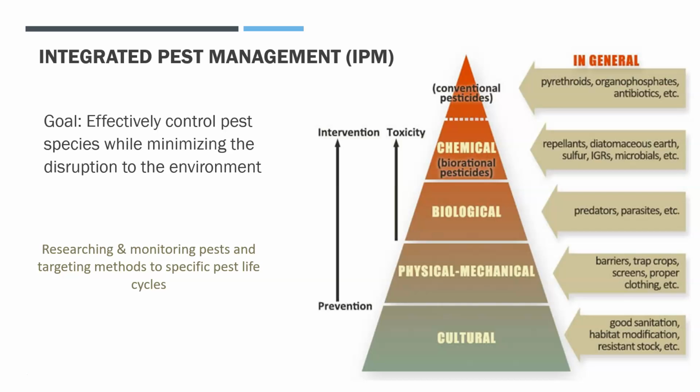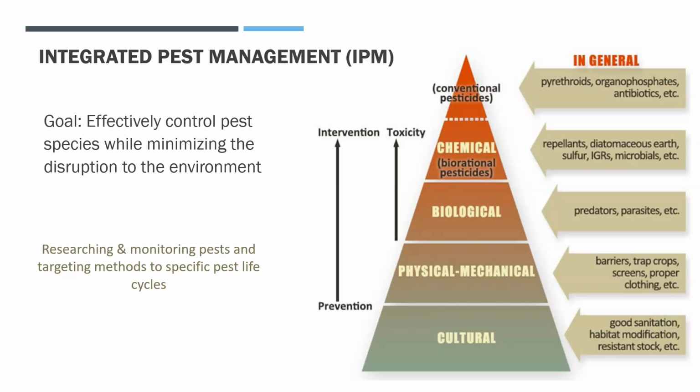So integrated pest management is a bit different than your typical pest management plan in that its goal is to effectively control pests while minimizing disruptions to the environment. So it involves a lot of researching and monitoring of the pests, and instead of just identifying your pest and getting the best chemical to treat it, you find methods to target specific pest life cycles.